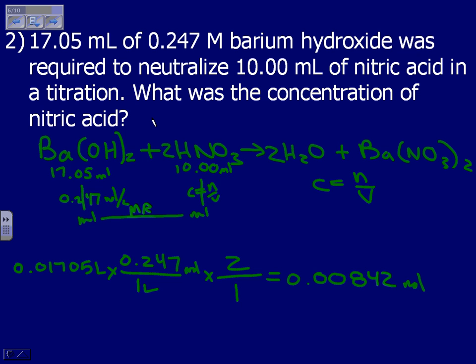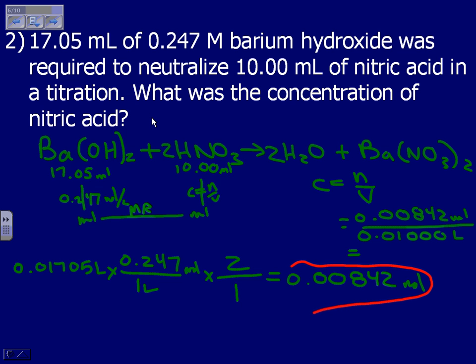And now I do the same calculation. 0.00842 moles divided by 0.01000 liters. And when you divide by 0.01, which is essentially dividing by 1/100th, it's the same as multiplying by 100. You're just moving the decimal the other way. This decimal is going to go 1, 2 into that position, 0.842 moles per liter. All right?